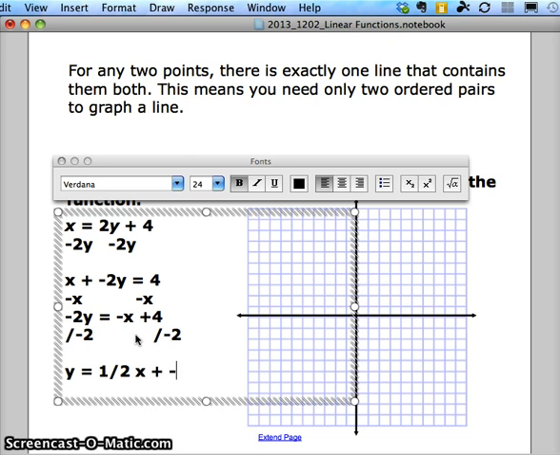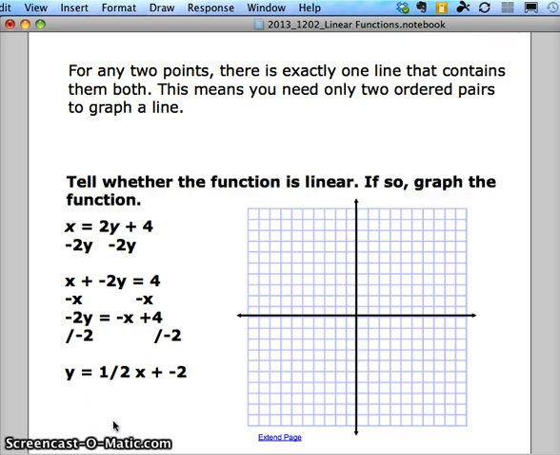plus negative 2. And if you want to pause for a second to make sure you understand how that dividing by 2 works, please do. And if you have a question about it later, please make sure you ask in class. So once you have this, you can go ahead and substitute values for x and graph.